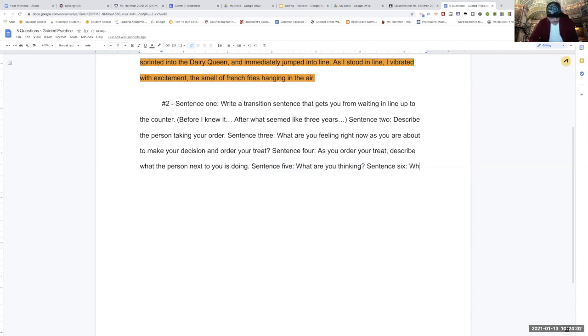Sentence 6. What do you do? So we're on sentence 6, 2 minutes, go. So sentence 5, you tell me what you're thinking. Do you acknowledge that person? How do you respond? So sentence 6, what do you do?